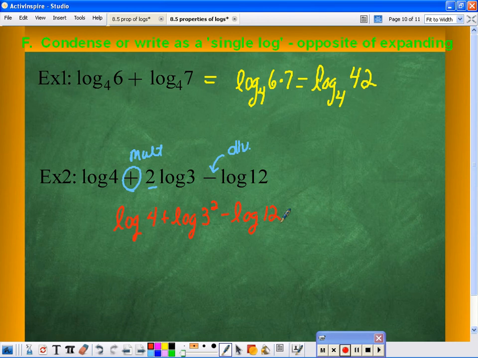Did you say 10? Did I hear you say 10? You're correct. It's 10. So it's understood to have a 10 there. No need to write it, but each and every one of these has a 10. I'm only writing it to show you that there is a base there. It's understood to be 10.